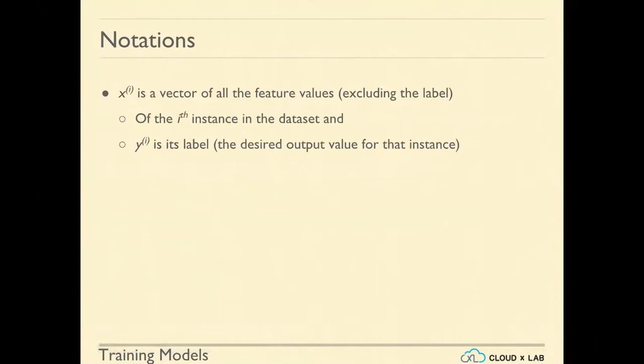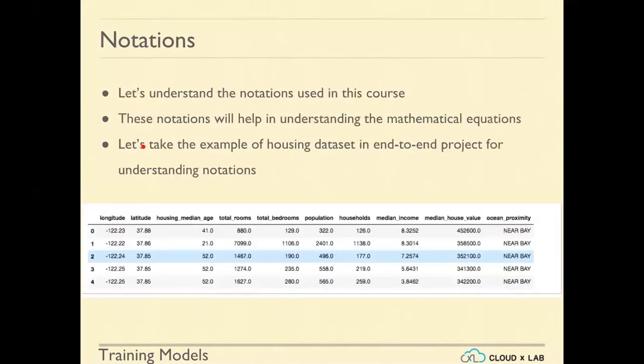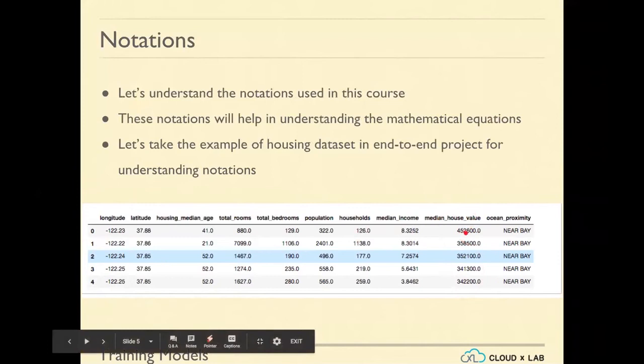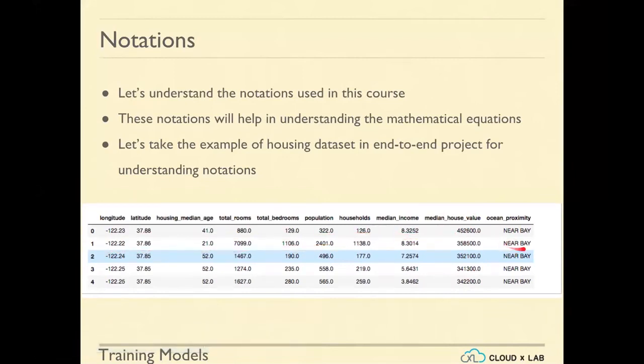Xi is the vector of all feature values excluding labels. For the ith instance, Xi is the vector, meaning the row in the data set is called Xi. So there'll be X suffix 1, X suffix 2, X suffix 3, and so on, and for the corresponding label value, it's yi. So let me go back here. Up to here is x1, and this one is y1, y2, y3, y4, y5, and these features are x1, x2, including this ocean proximity, x3, x4, and so on, right?